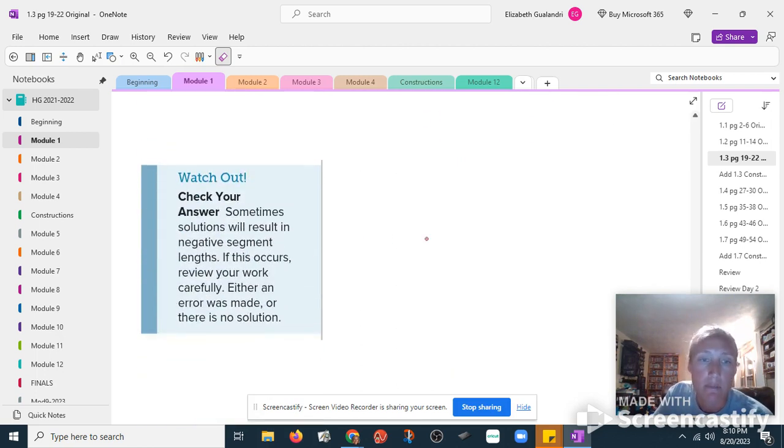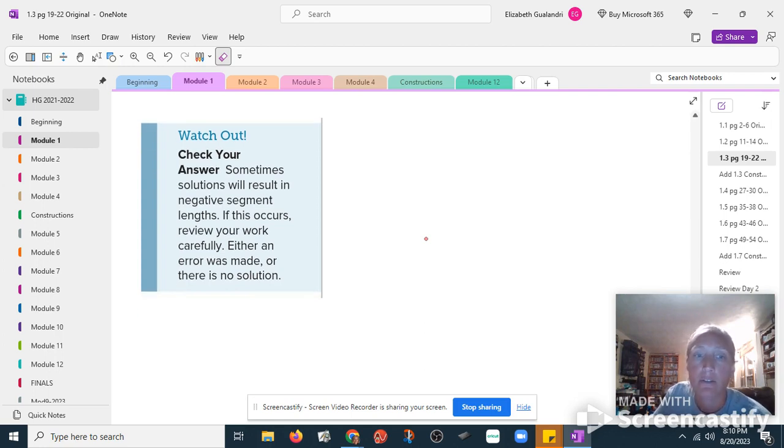Check your answer. Sometimes solutions will result in negative segment lengths. If this occurs, review your work, either an error or there's no solution. So just remember that. Check your work as you go through it. I love that they give you your two things. Either you made an error, which is possible, or if you got a negative segment length. Now remember, a variable can be negative, but the segment length can't be negative.